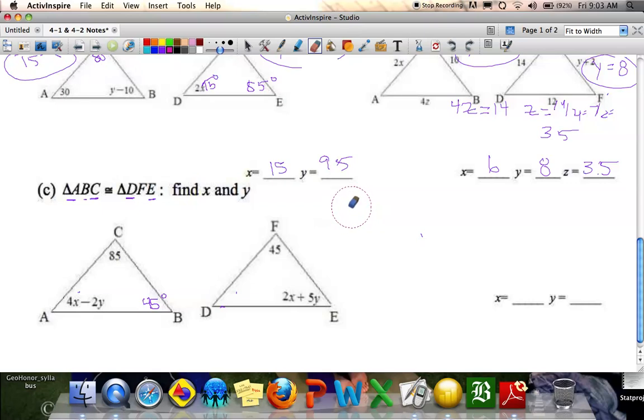Change the color, make it a happy color. Not that, purple's not happy.